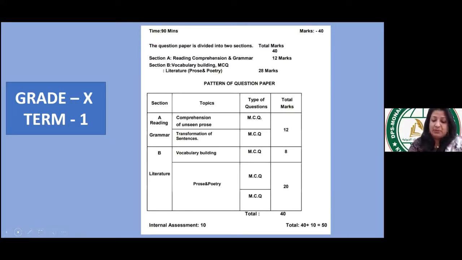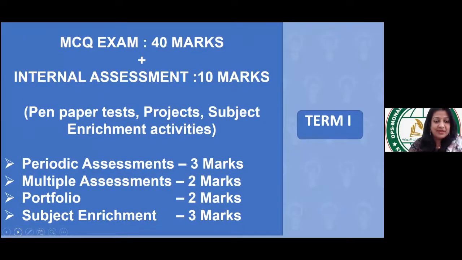In section B, we will also have prose and poetry with the weightage of 20 marks. We will be adding 10 marks for internal assessment. Next slide, please. Marks for internal assessment will be calculated based on the following: periodic assessment 3 marks, multiple assessments 2 marks, portfolio 2 marks, subject enrichment 3 marks.